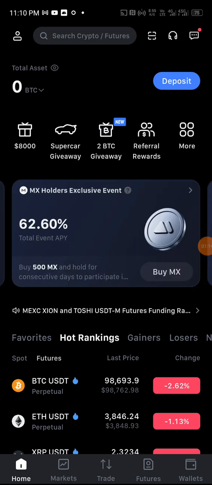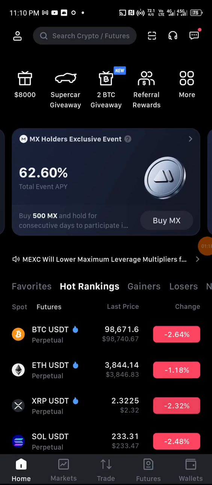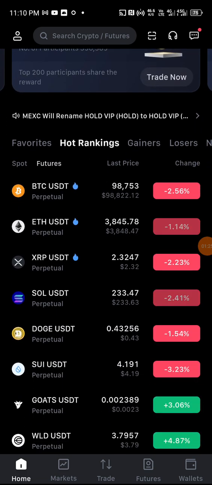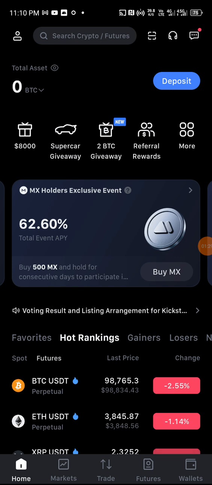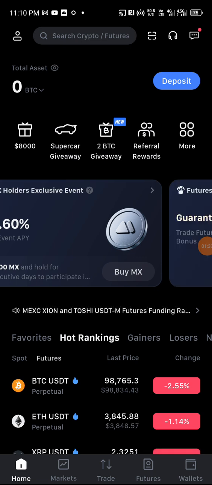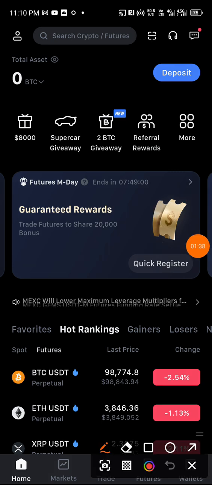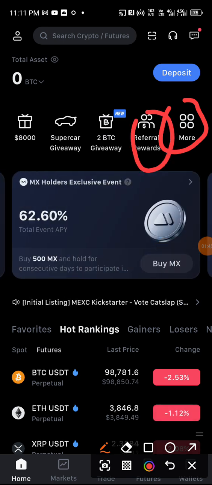So it's very simple. And the moment you are done signing up, it will bring you to this interface. If it brings you to this interface, this is the dashboard of MEXC. You can see it has a lot of activities. It also has a lot of opportunities to offer. If you want to see more, click on this place to see more options. One of the most fascinating things about it is that it has a referral program.